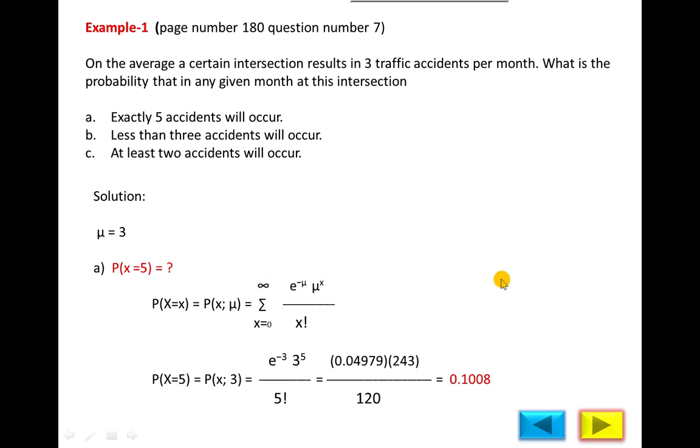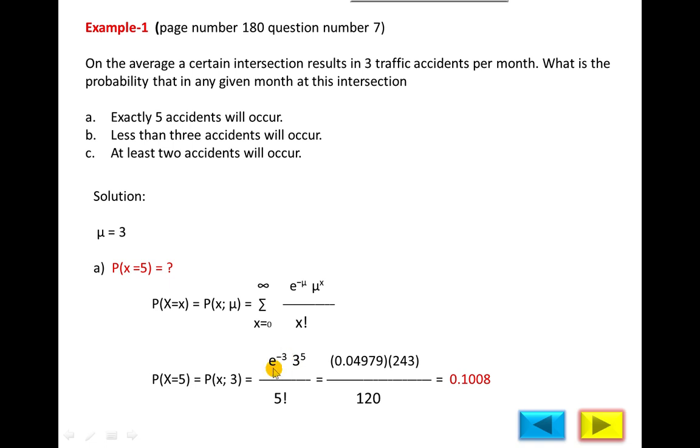We will use Poisson because discrete observations occur in a continuous interval, so we use the Poisson distribution. Okay, so mu is 3, x is 5, we have only one value. You can remove the summation sign, substitute the value of mu, 3, and the value of x, 5, divided by 5 factorial. Calculate this by calculator.